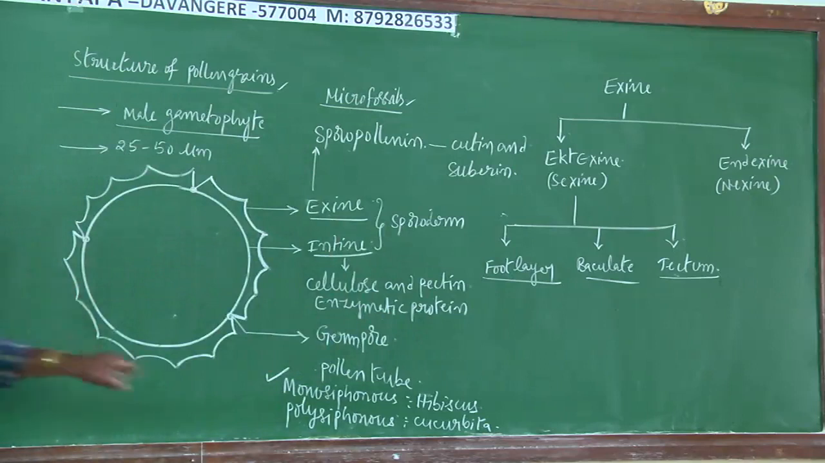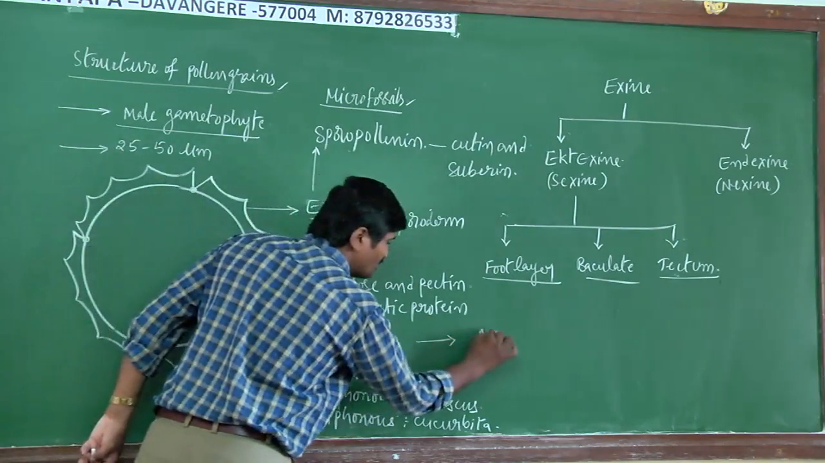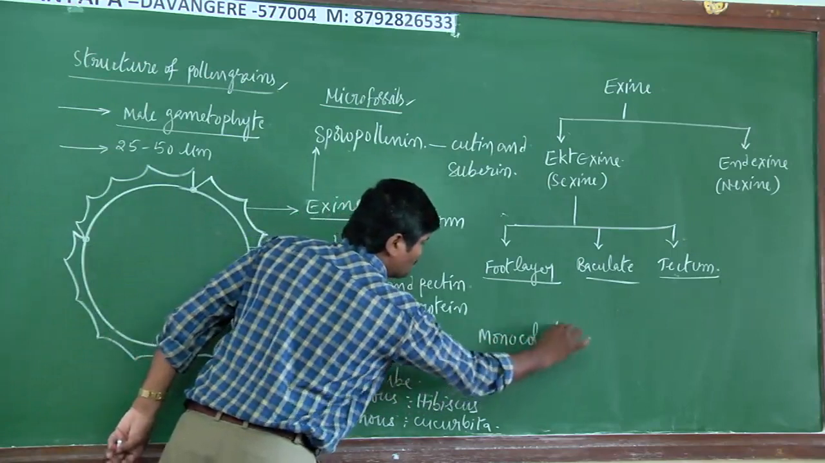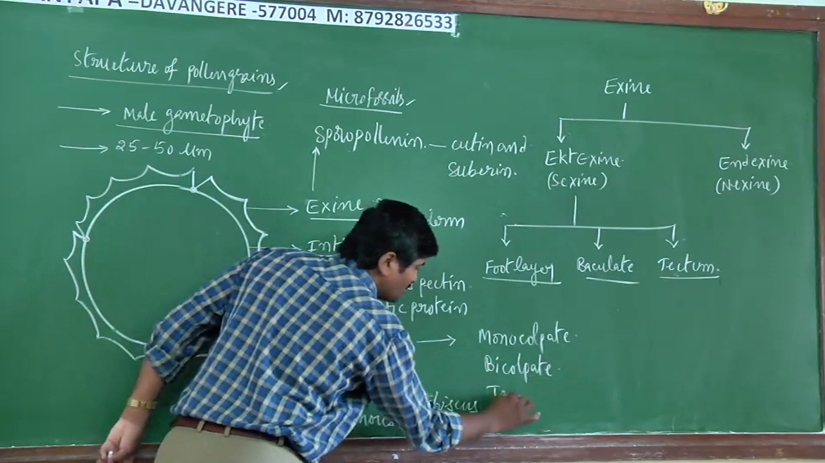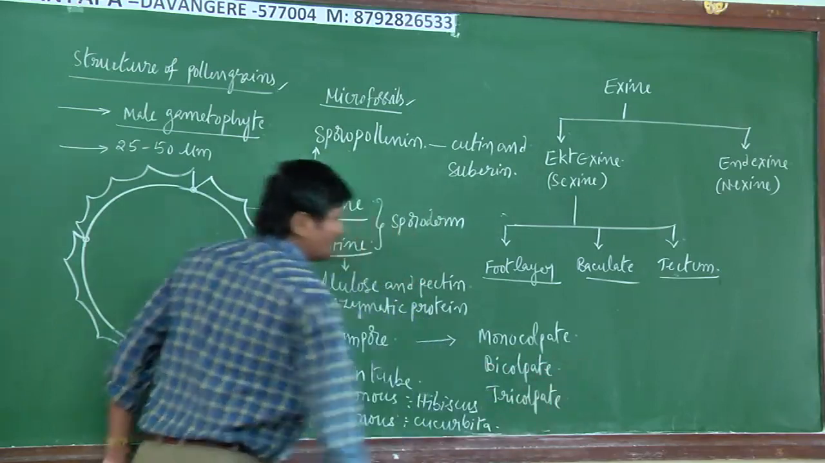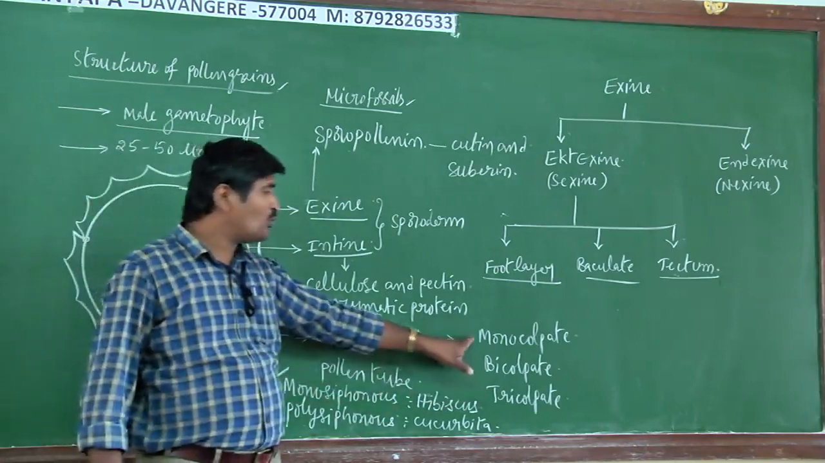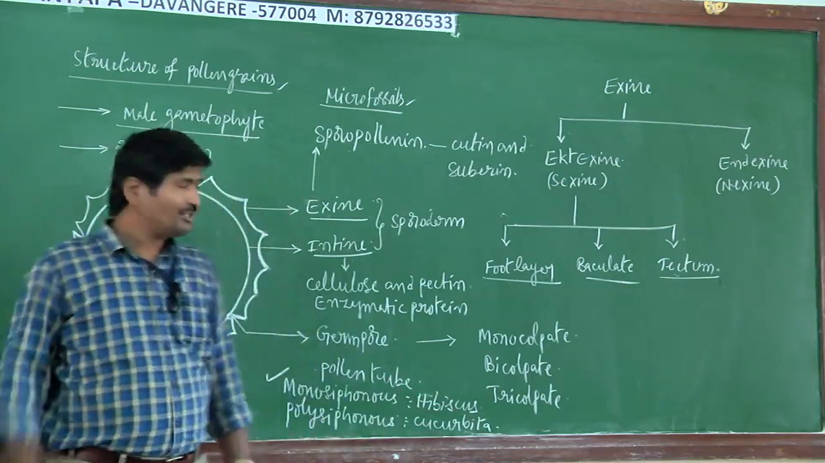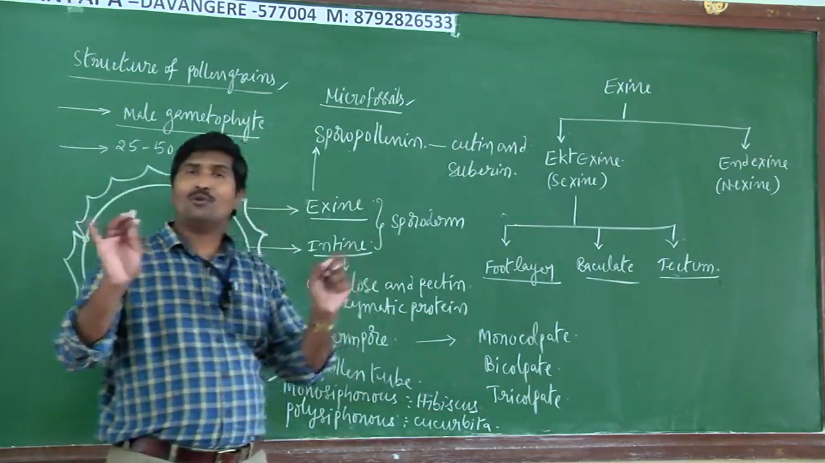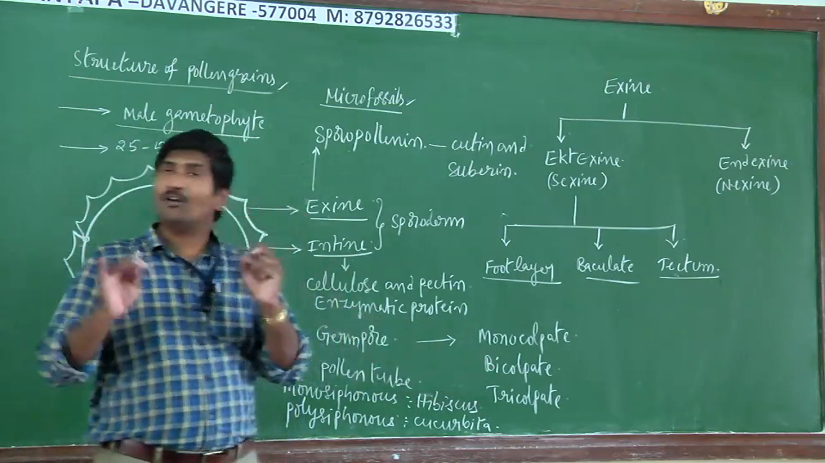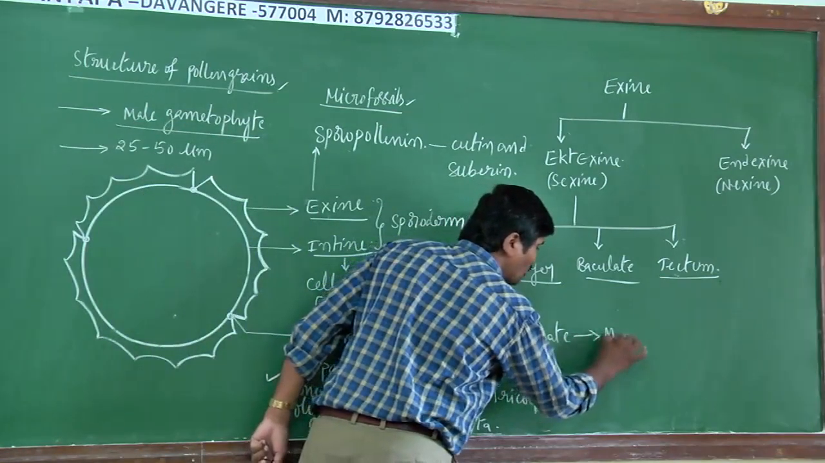And one more point here: based on the presence of the germ pore, one germ pore is there, that is known as monocolpate, two is there, bicolpate, three is there, tricolpate. On the basis of the number of germ pores present in pollen grains, the pollen grains are mainly of three types. Mono means single, bi means two, tri means three. Monocolpate means only one germ pore is present in the pollen grain. Two germ pores present is called bicolpate, and three present is called tricolpate. Generally here the monocolpate is present in monocots.